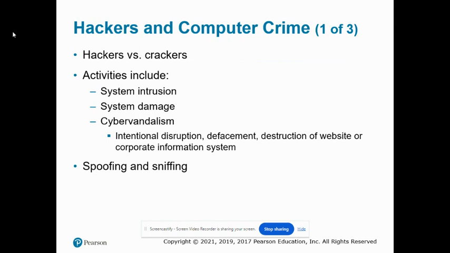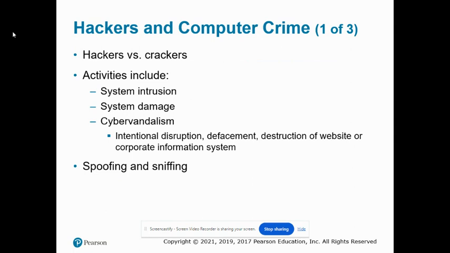Here we look at the people who commit computer crime and the various types of computer crime. Can you identify the difference between hackers and crackers? And if you agree with that level of differentiation? Have you ever been the victim of computer crime or invasion of privacy?